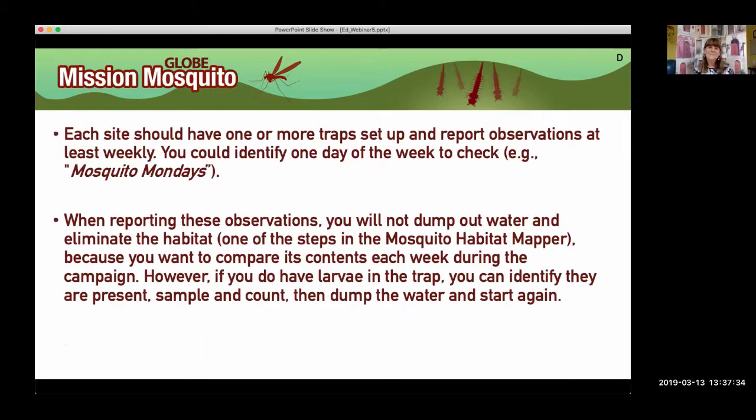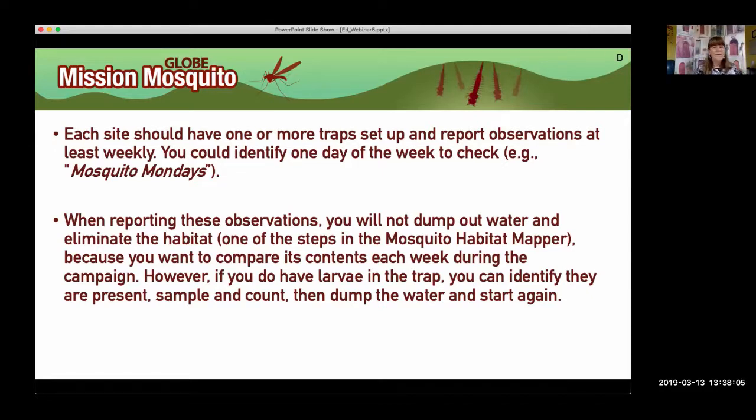Next slide. Each site should have one or more traps set up, and then report your observations at least weekly. I love this idea. I think Cassie came up with it, and that is, why not have Mosquito Mondays? I mean, what could be more fun? Kids will be really stoked about coming back to school if they know that they'll get to go around and check their mosquito traps and see if they can find any really cool, albeit rather disturbing looking, mosquito larvae.